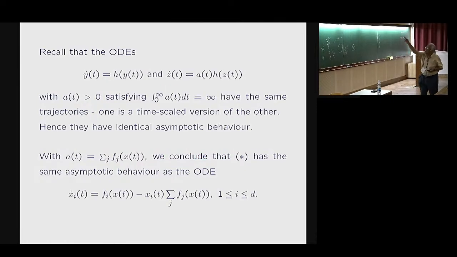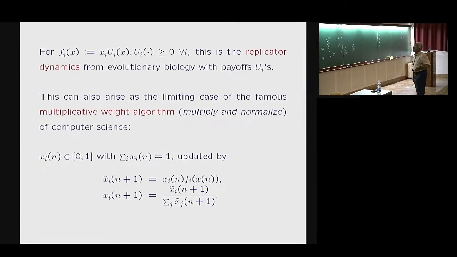Here I just say that y dot equals h of y and z dot equals a of t times h of z have the same trajectories if a of t is positive, and if the integral is infinite, they're the same all the way to infinity. Then in the previous Kolmogorov equation, if I take a of t as this normalizing factor and multiply by it, it becomes this equation. It's effectively equivalent to the nonlinear Kolmogorov, but there are several equations which have this form, and this statement, which I got confused about yesterday, is correct.